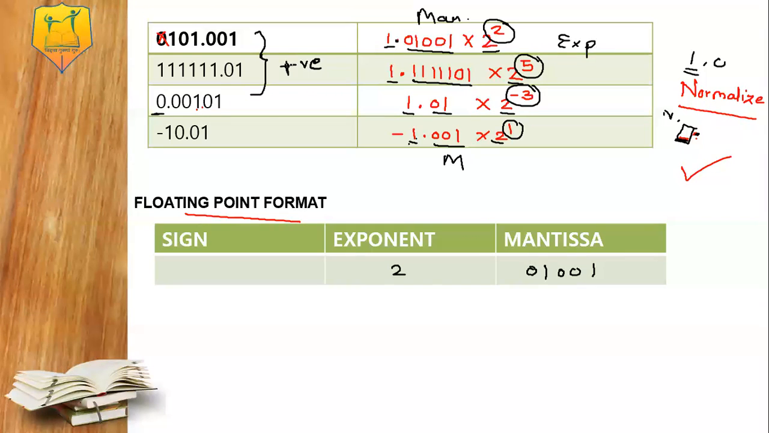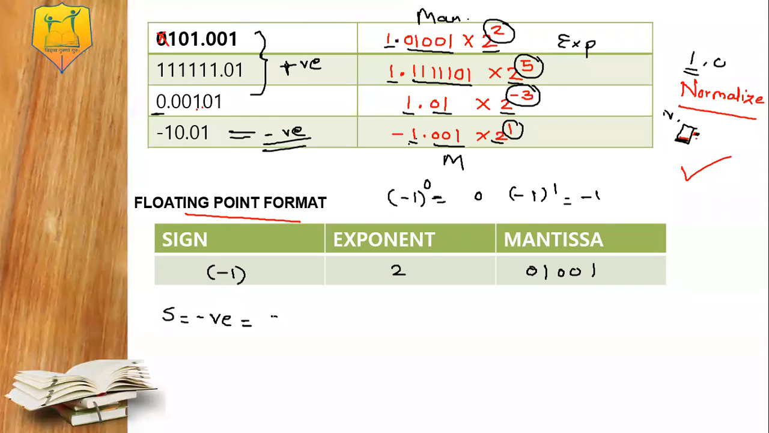Okay, understood? But this is a negative number, so you should also understand what a negative number means. Here I can write a -1, it's common, -1 raised to 0. Anything raised to 0 is what? That anything. So it's 1. But -1 raised to 1 gives -1. So finally, whichever number has a negative value, I can write it over here: this sign S. For a negative number, put 1, and for a positive number, put 0.